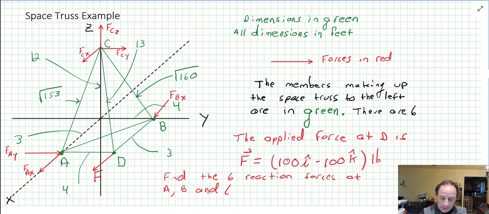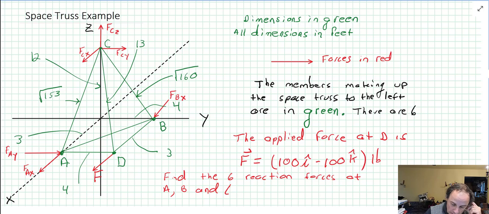Welcome back, statics fans. As promised, here's an example of a space truss that I'm going to work through with you. The green straight lines are the members that actually make up the truss. You have 3 in the basal plane from A to B, from B to D, and A to D. And then from each of those points, you have 3 members going up to point C. So you have 6 members and 4 joints, and that's all in green.